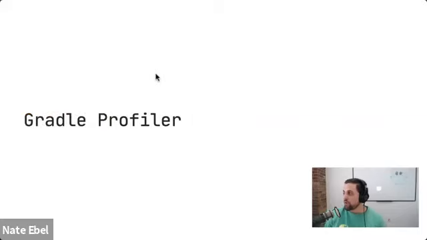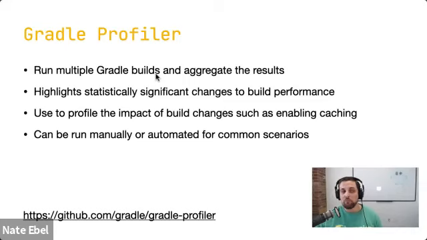Benchmark your builds. We can use the Gradle Profiler, which is a command line tool that will let you run multiple builds, maybe 5 builds, 10 builds, 20 builds, and aggregate all the results to give you statistically significant information about whether a change impacted your build. So maybe you enable the cache, you could profile and see what the performance was before and after the cache, and it'll let you know, yes, this increased build times by 30% or decreased build times by 40%. Really helpful. You can run it manually or you can automate it.